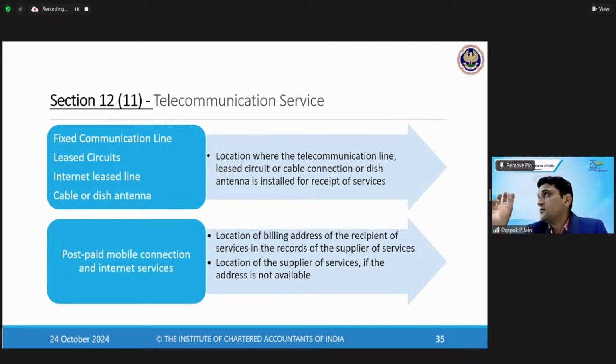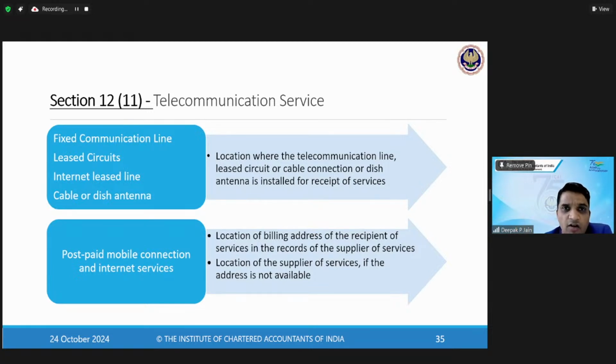So we know that practically today getting a cable connection is no more possible, because everybody is getting converted to getting internet or getting DTH at home. Correct? So you will have a DTH installed on your terrace. So for such services, the place of supply will be where the dish antenna is installed. Okay, where is that DTH getting installed? So that will become the place of supply.